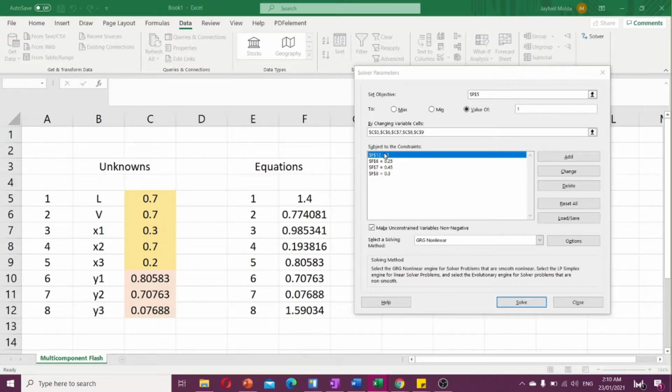1, 2, 3, 4, 5. So we have the goal. We need to equate this to 1. Let's try to check. So this is our objective function. We need to change the values of this, this, and this.